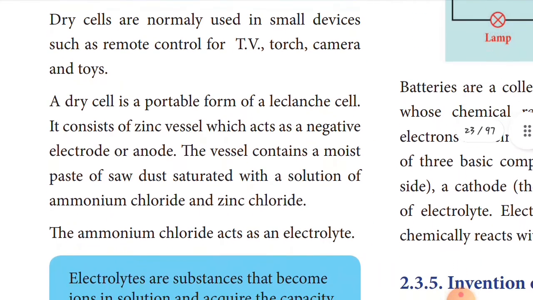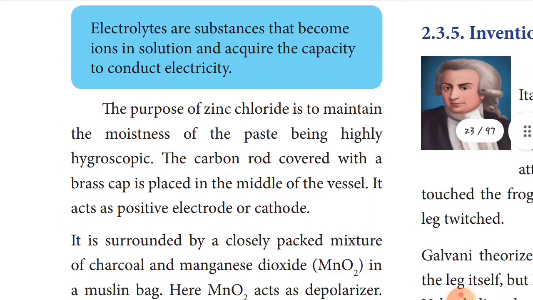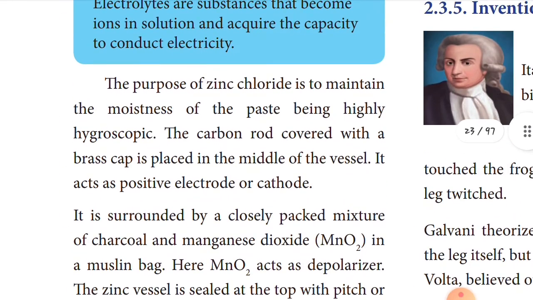Here, a dry cell is a portable form of Leclanche cell. It consists of a zinc vessel, children, which acts as the negative electrode or anode. The vessel contains a moist paste of sawdust saturated with solutions of ammonium chloride and zinc chloride. They are mixed. Here, the ammonium chloride acts as an electrolyte. And see this blue color box, children. Electrolyte is a substance that becomes ions in solution and acquires the capacity to conduct electricity.